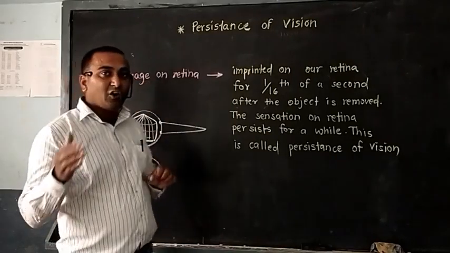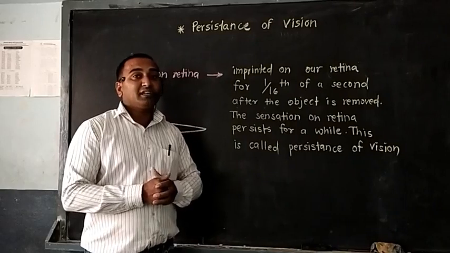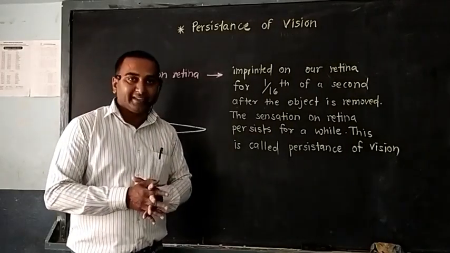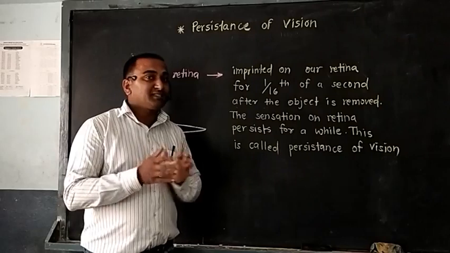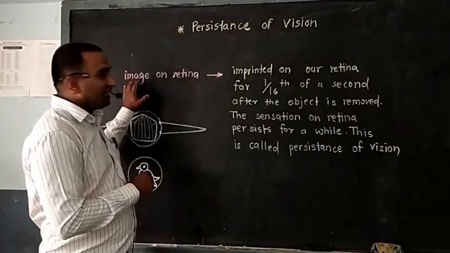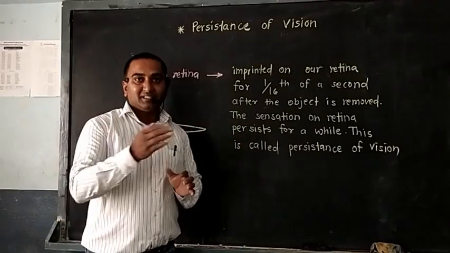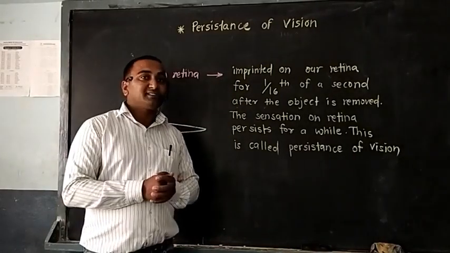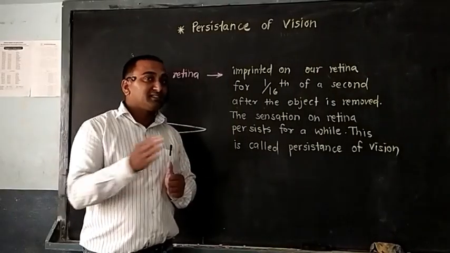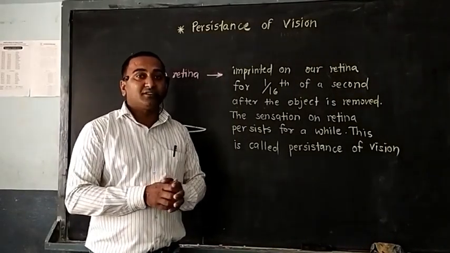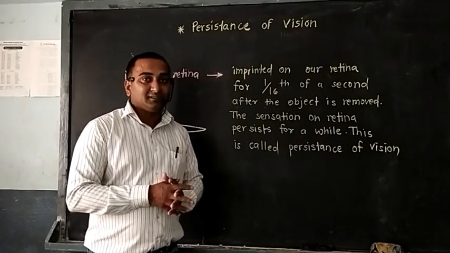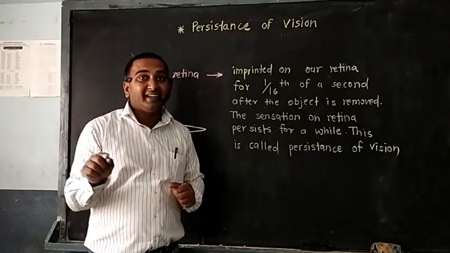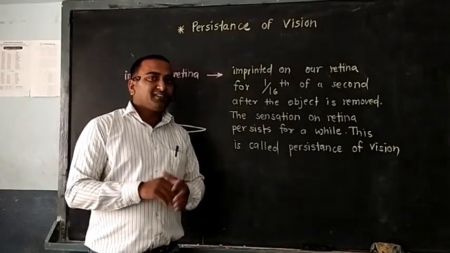But as soon as the object is removed from our eye, we are not able to see that object. Why? Because the image is imprinted on our retina for 1/16th of a second after the object gets removed. Suppose you look towards the sun and then close your eyes. The sun is no longer in front of you, but you still observe a little bright spot on the retina. After that, it will disappear.